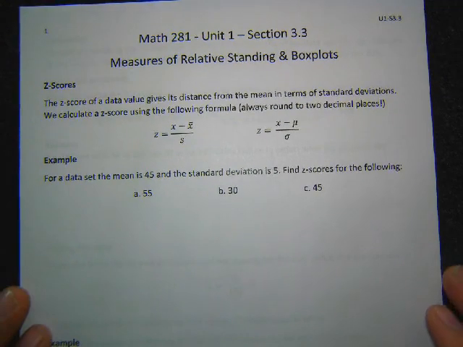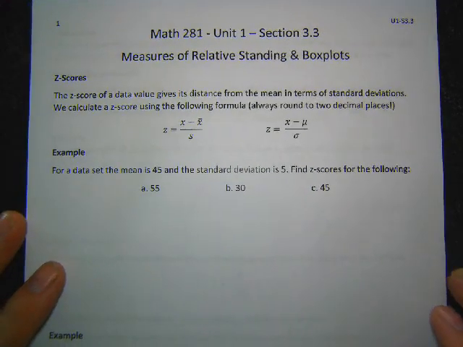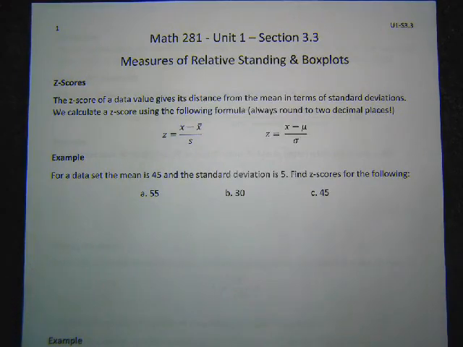This next section, 3.3, we're going to talk about measures of relative standing, and then one of the ways we graph these, which is a box plot. Relative standing means how numbers are positioned relative to other numbers in the data set, whether it's how far away they are from the mean, or what percentage of values are above or below. We're looking at their position within the data set. That's what this next part is.